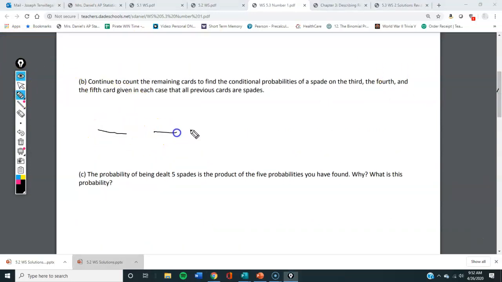All right, I'm actually just going to do this because this is what works for me. So on the first draw, I have a 1/4 chance of drawing a spade, right? Then after I draw that spade, on the second draw, there's only 12 spades left. There's 51 cards left because I drew one out.